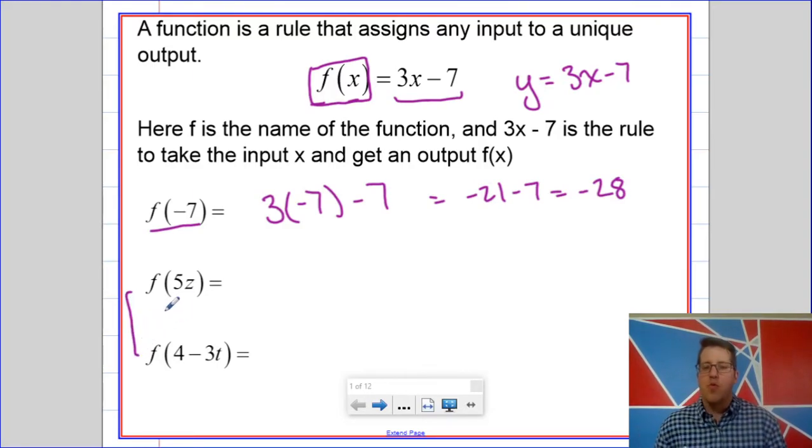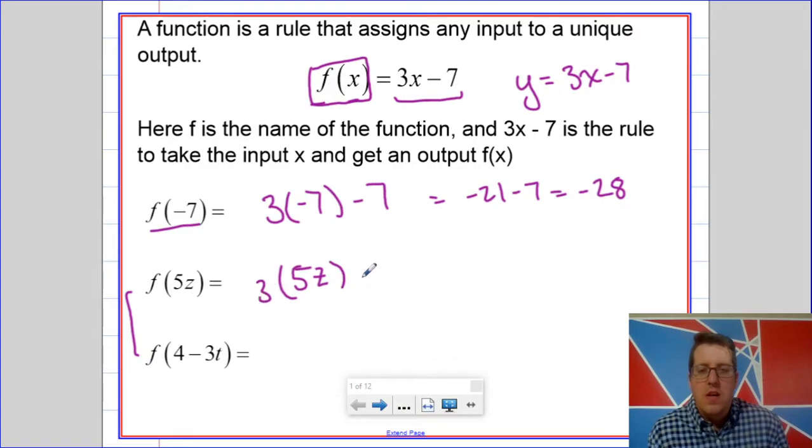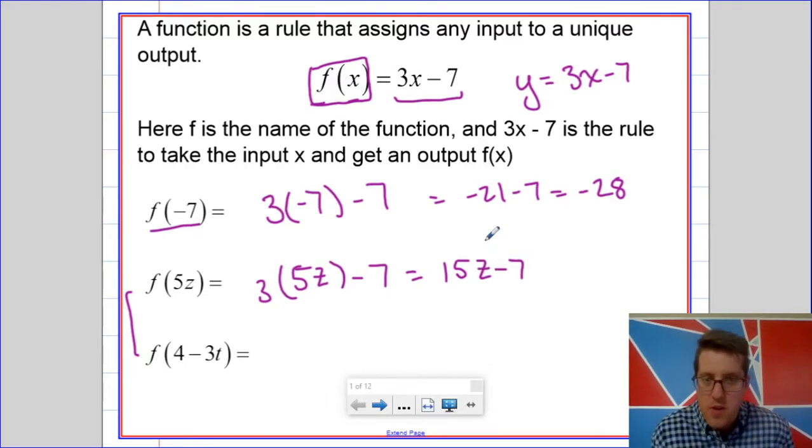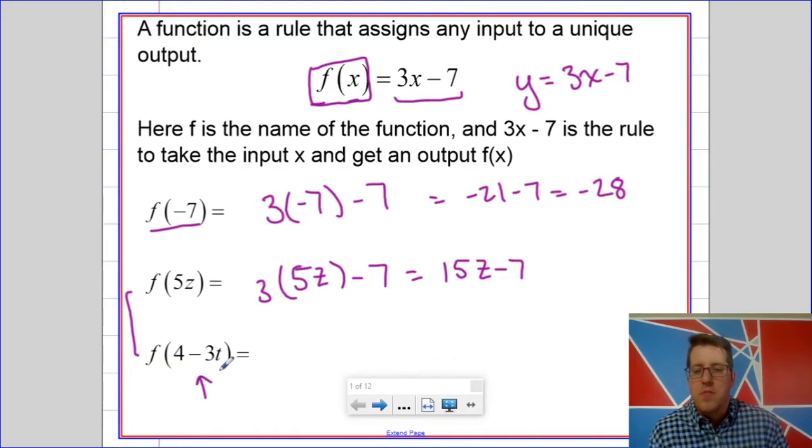So let's talk about this rule. This function's job is to take an input, multiply it by 3, and then subtract 7. So this function is going to take the input 5z. It's going to multiply it by 3 and subtract 7, which is 15z minus 7. No like terms there, so nothing we can simplify. So what you are plugging in to the function for its input is whatever is inside the parentheses. It's called the argument or the input of the function.